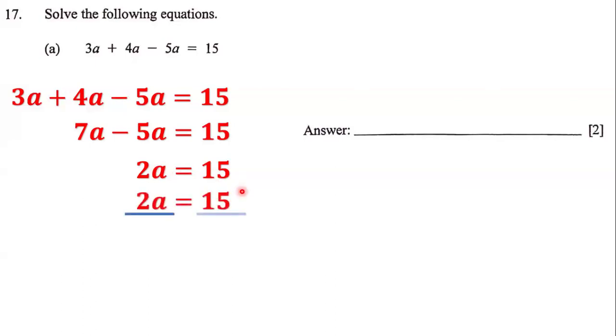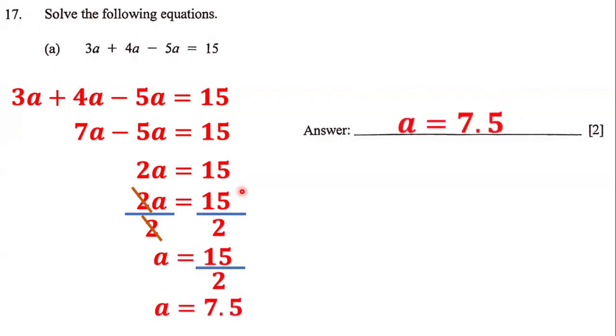We divide both sides of this equation by 2. We cancel this with that. So we're left with a is equal to 15 divided by 2. And 15 divided by 2 is 7.5. So a is equal to 7.5.